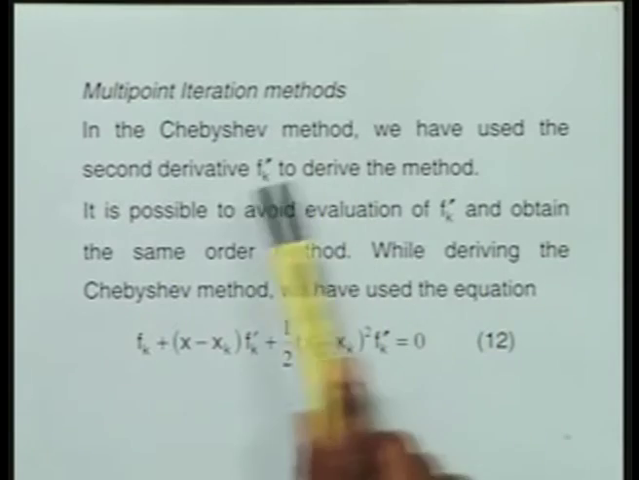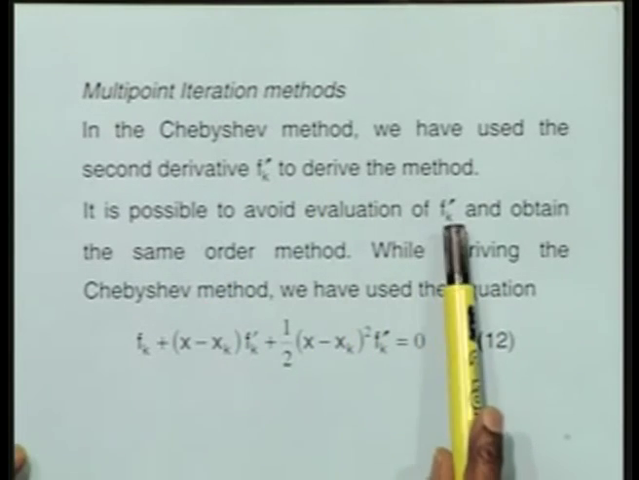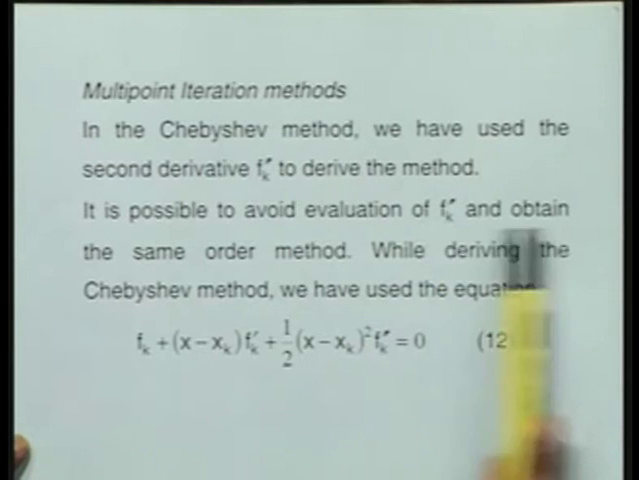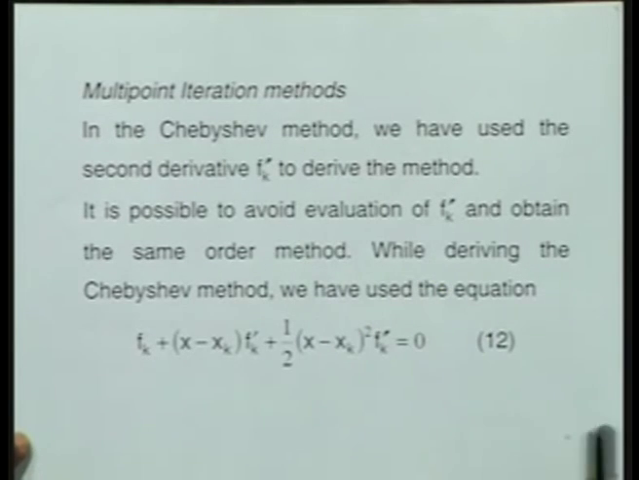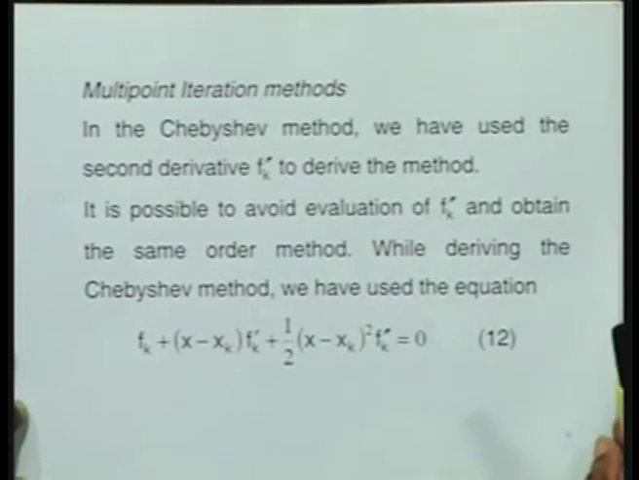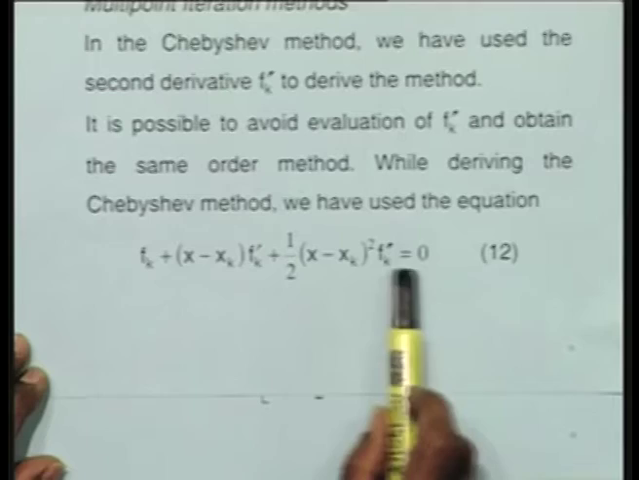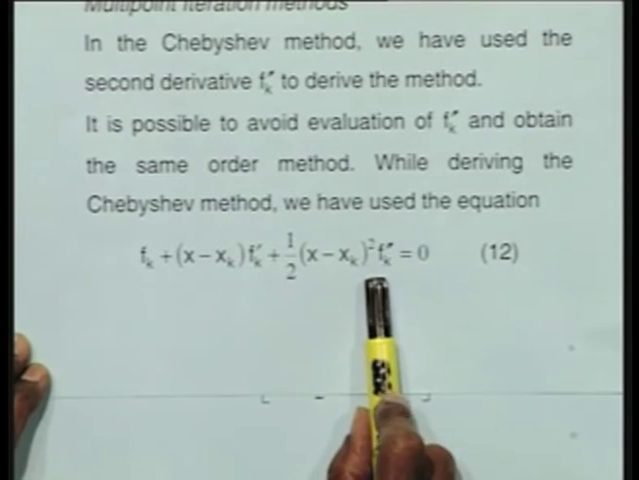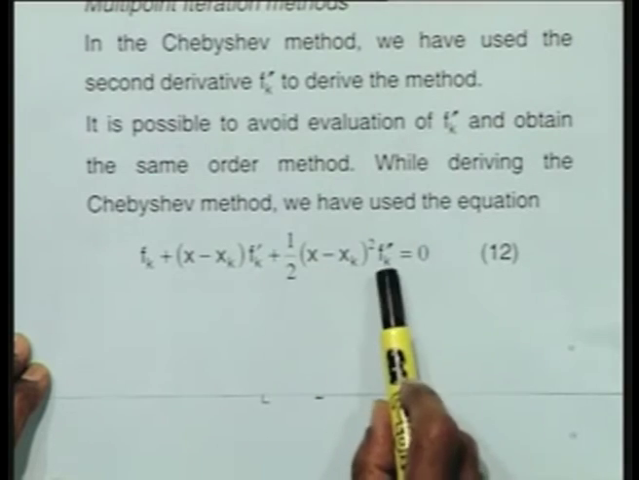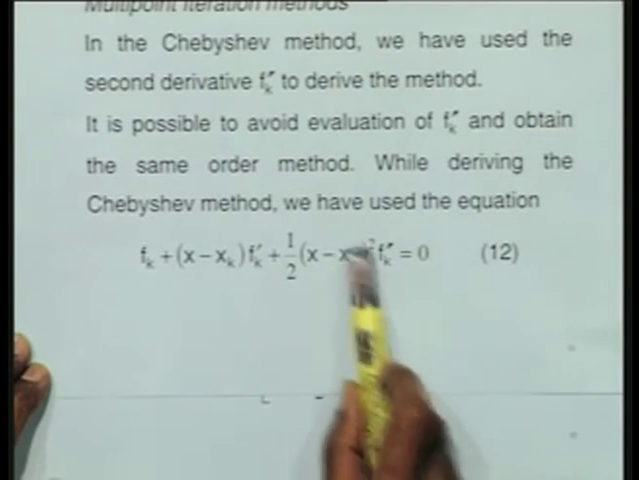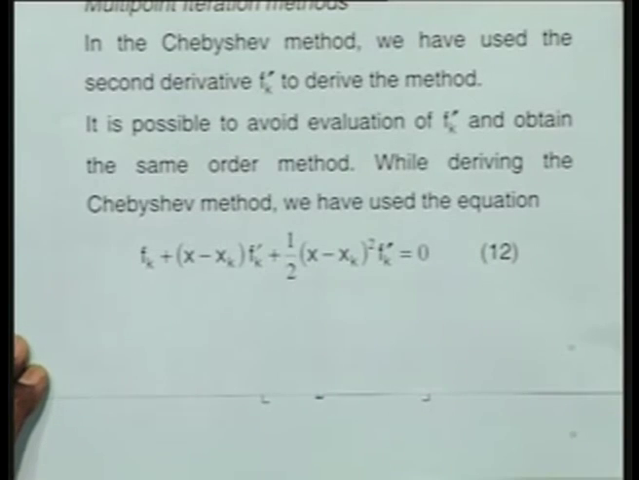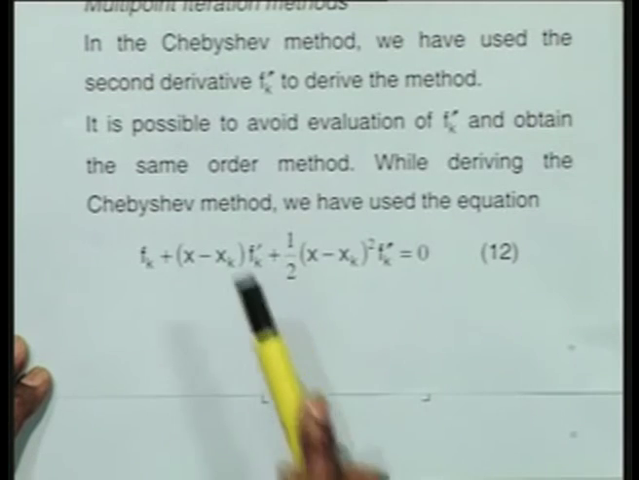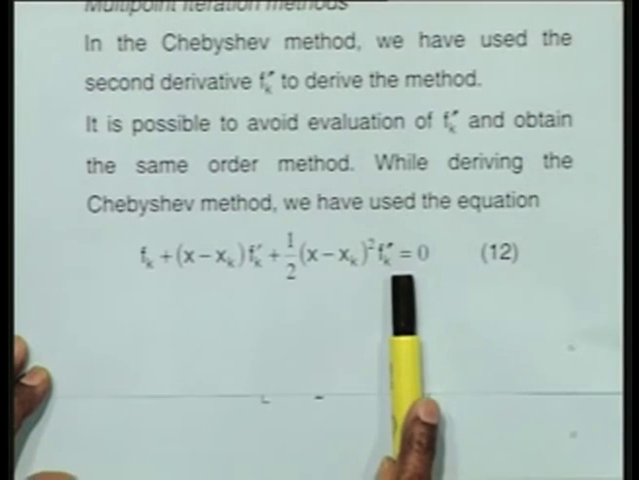In the Chebyshev method we have used the second derivative. Now, to avoid the evaluation of f double prime and obtain the same order method, we shall use the following method. We will start from where we started our Chebyshev method. In the Chebyshev method we have written the Taylor expansion, taken the first three terms, and the order of h cubed term, or order of (x minus xk) cubed term, is dropped. From this we manipulated the Chebyshev method. We are going to give two multi-point iteration methods, and both of them start from the same step.